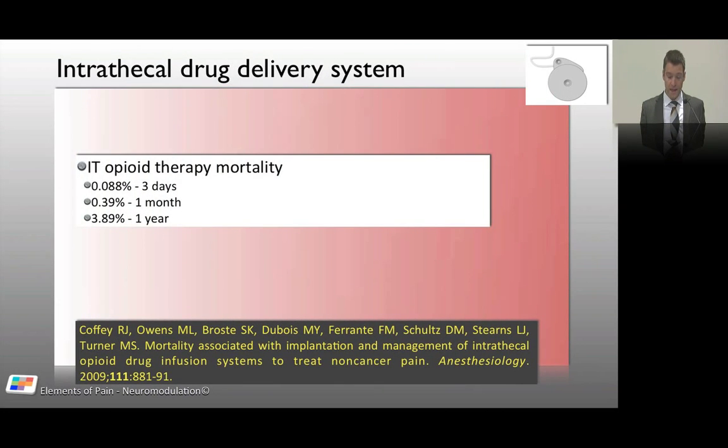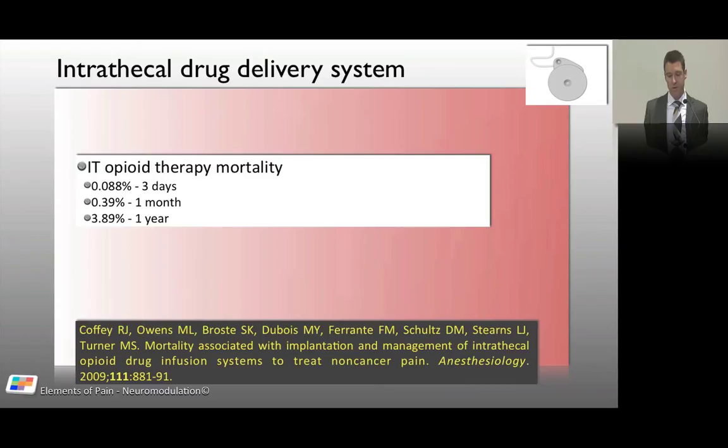This is an interesting paper, and this is a reminder that intrathecal opioid therapy is dangerous, and this is for non-cancer pain. This group had a look at 9 sentinel or key cases where there were deaths related to the implantation of opioid delivery systems intrathecally. And they used one of the implantable company's registers, and they had a look at a group of patients, and they found that the mortality was excessively high compared to other implantable systems.